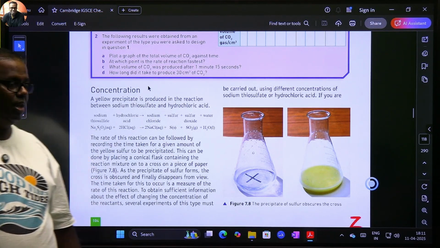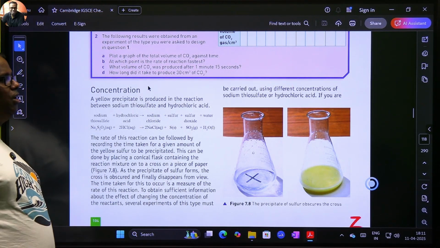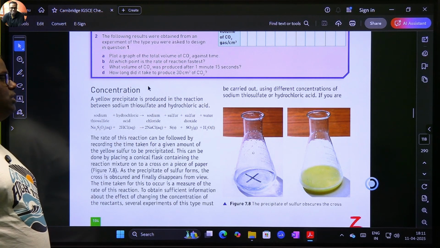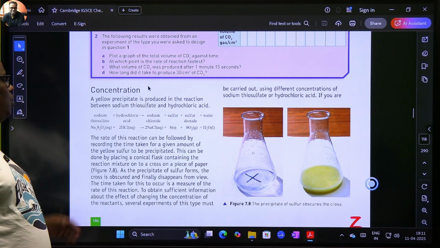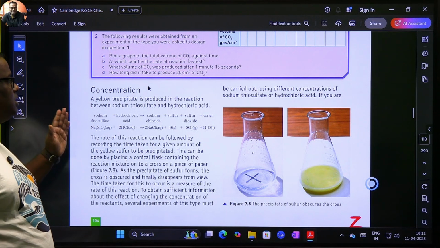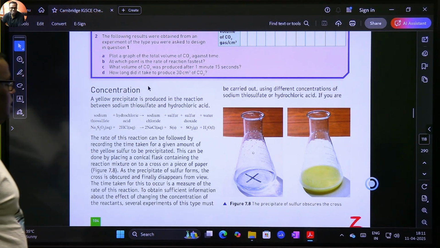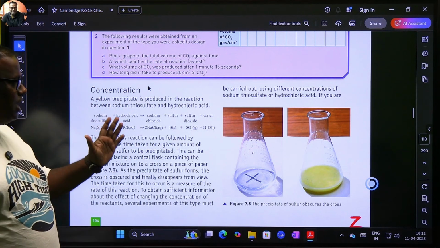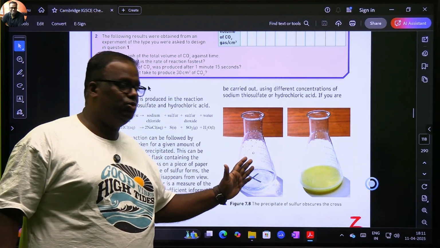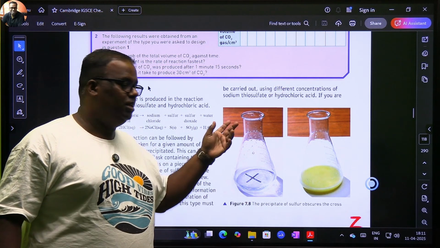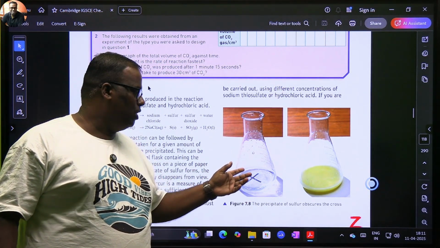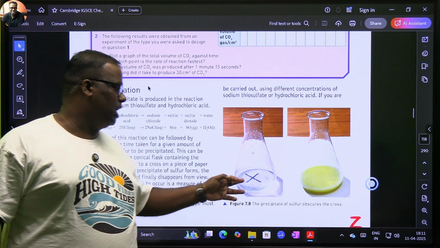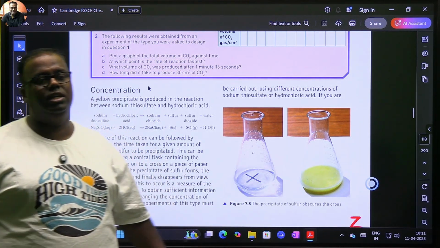Agreed? Yeah. So similar reactions will also be carried out, and we will see the effect based on the concentration. How concentrated is the sodium thiosulfate, because we are studying the effect of concentration. To obtain sufficient information about the effect of changing the concentration of the reactants, several reactions of this type are carried out. Children, did you understand? The basic reaction says that if I have a mixture of sodium thiosulfate and hydrochloric acid, slowly what will happen? Sulfur will precipitate out, and this particular cross mark will start getting obscured.